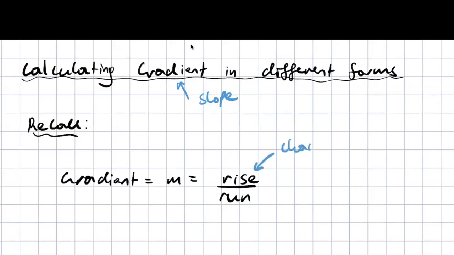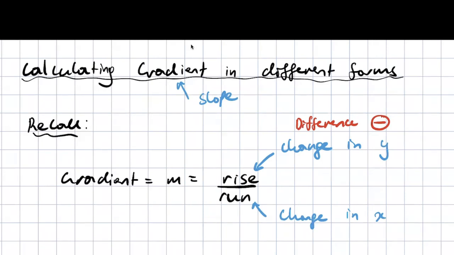This basically means the rise is our change in our y values, and the run, because it's horizontal, is our change in our x values. Now, when I say change, I want you to think of the word difference, meaning subtract. We're going to come back to that very shortly. Okay, so making sure that we understand everything that's going to happen.